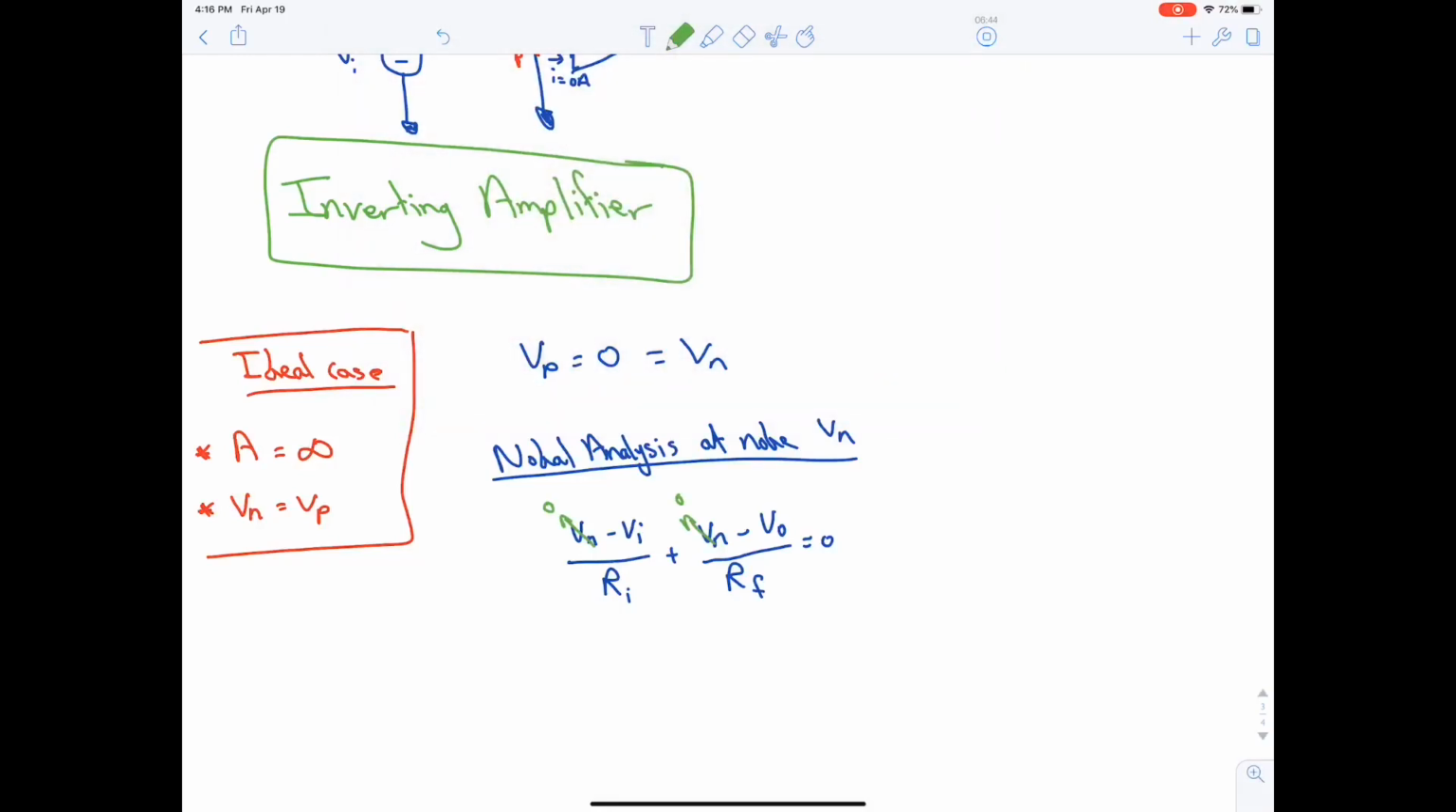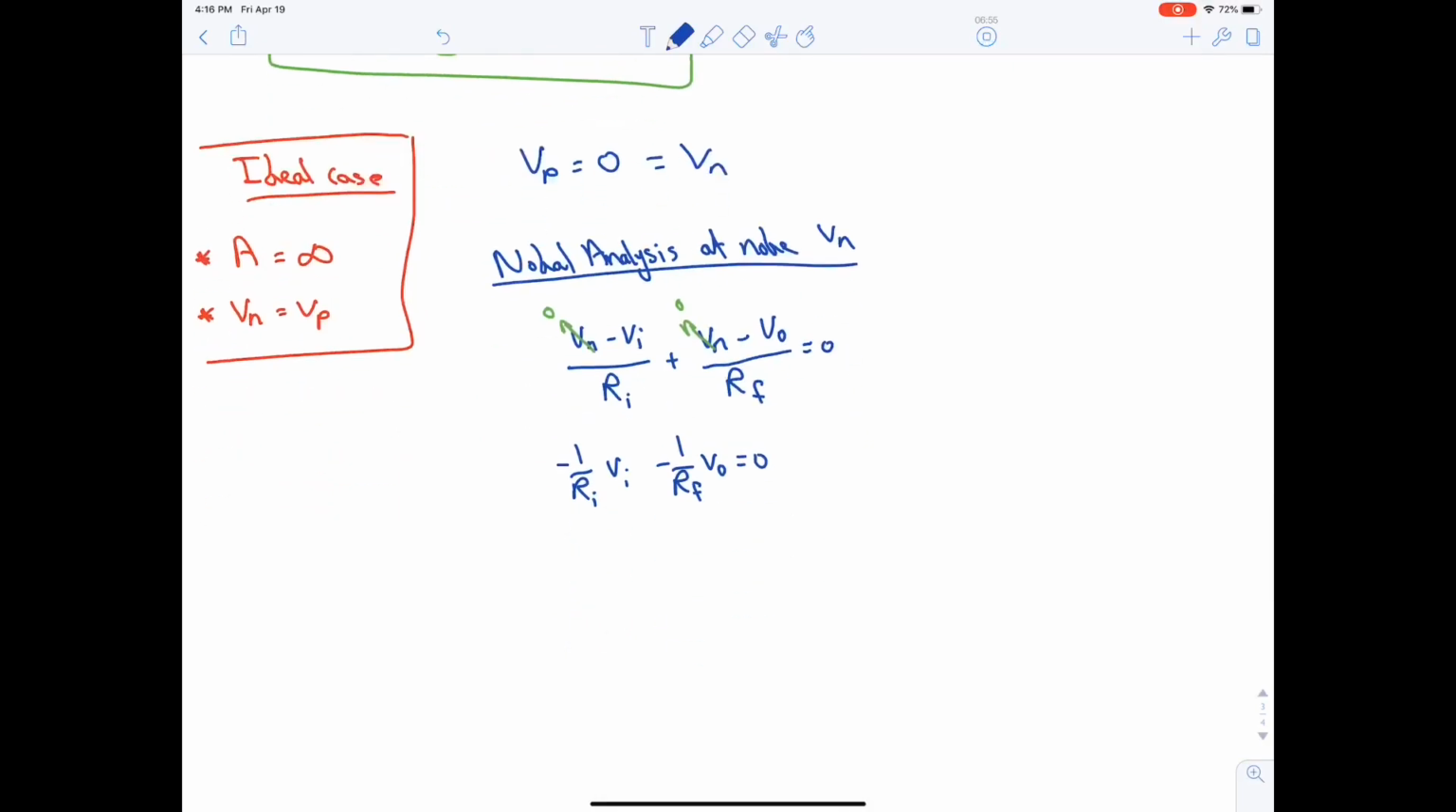Okay, so how can we simplify this? It will be as follows. It will be 1 over Ri V input minus 1 over Rf V output equal to 0. So 1 over Rf V output is equal to minus 1 over R input V input. V output is equal to minus Rf over R input V input.